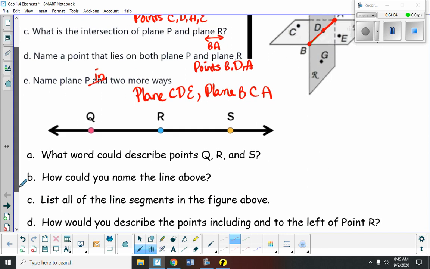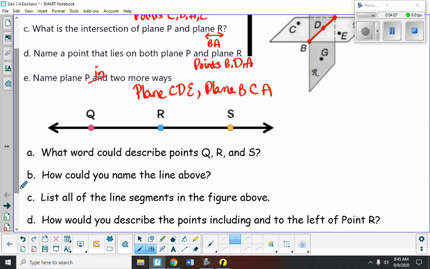Now let's look at the next figure. It says, what word would describe points Q, R, and S? Well, Q, R, and S are all on a line, so they would be called collinear. Next one says, how could you name the line above? Well, it's a line, so we would use a little line symbol, and we just choose 2 of the points. So we could call this line QR, we could call this line QS or SQ, or we could call this RS or SR, so any combination of 2 of the points.